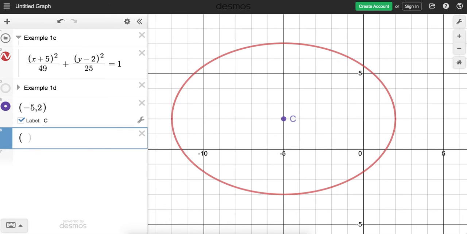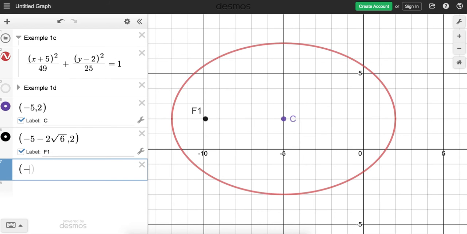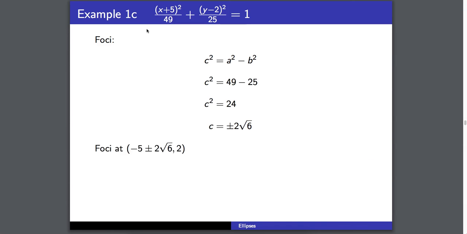So one of our focal points is going to be −5 − 2√6, and then don't forget the y coordinate of 2. And we'll label that F1 for focal point number 1. And we're also going to have −5 + 2√6, and then 2. And we'll label that one F2. So in this case, 2 times the square root of 6 is some goofy decimal. So we could just leave it as −5 ± 2√6, 2. Or if you wanted to, you can have it as 2 separate points.